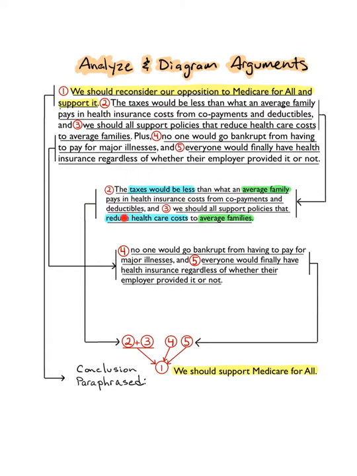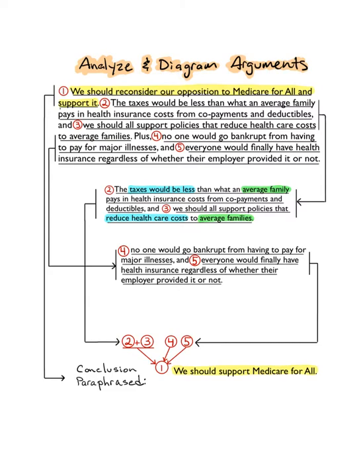Let's take a look at claims 2 and 3, which I broke out here. It says the taxes would be less than what an average family pays in health insurance costs from copayments and deductibles, and we should all support policies that reduce healthcare costs to average families. So what the arguer is talking about here is that the taxes associated with Medicare for all are going to be less than what an average family is already paying. So Medicare for all is going to cost something, and it's going to come in a tax policy. And that's connected to claim 3 here, which says that we should all support policies that reduce healthcare costs to average families.